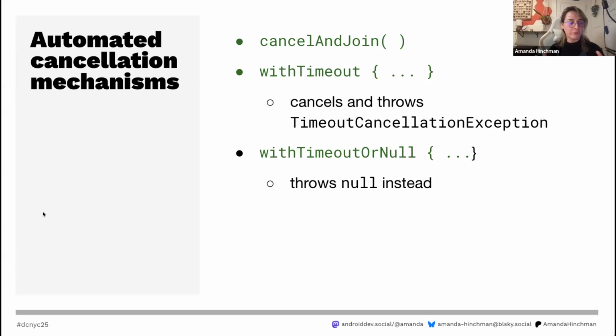So you have a few APIs to start with. A lot of you might be familiar with these: cancel and join, withTimeout, which cancels and throws an exception for a timeout cancellation if too much time has passed. And then there's also withTimeoutOrNull. If you use any of these, you're going to need to wrap them in a try-catch to be able to catch exceptions around this sort of thing, which is fine.